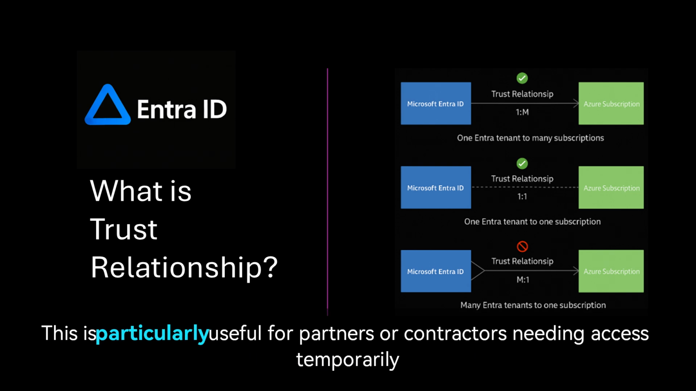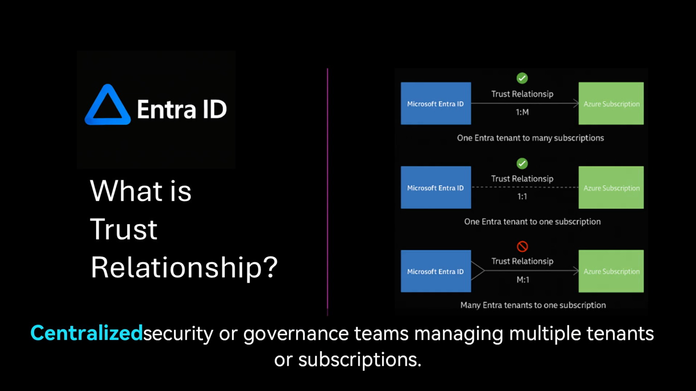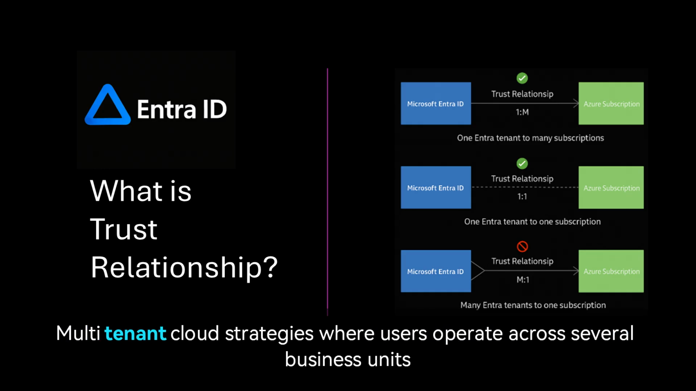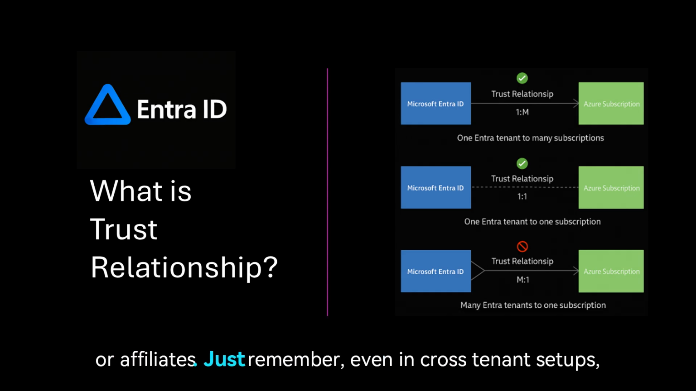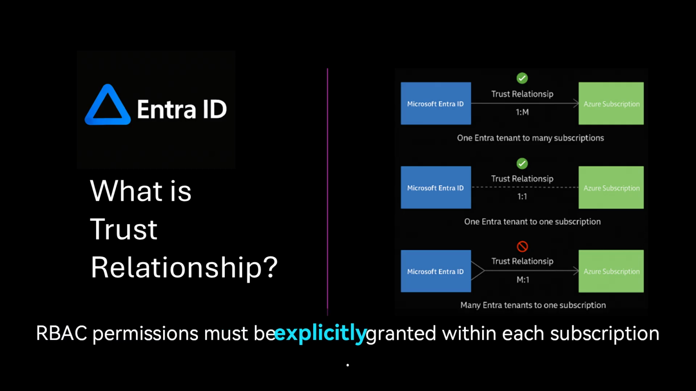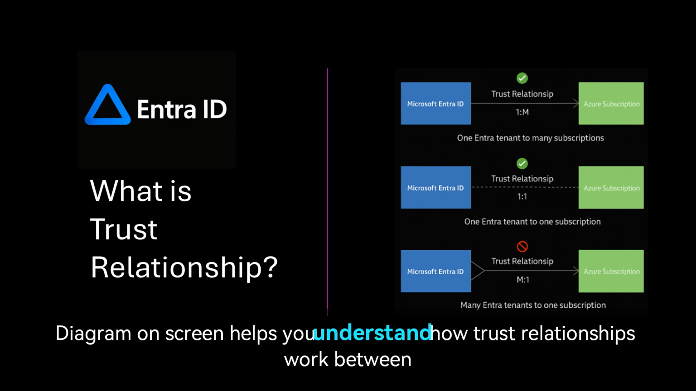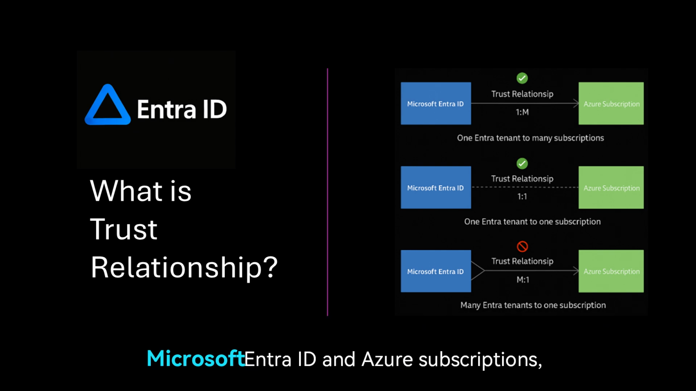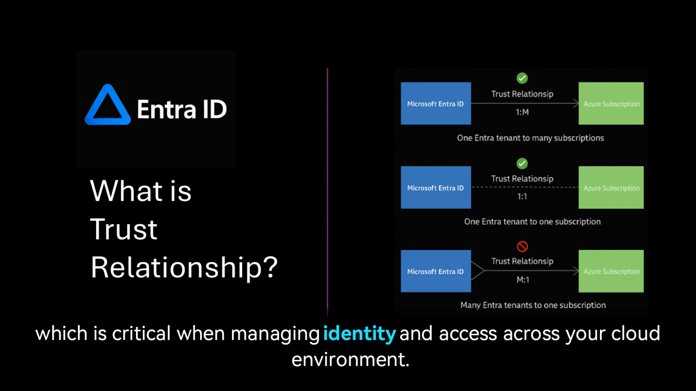This is particularly useful for partners or contractors needing access temporarily, centralized security or governance teams managing multiple tenants or subscriptions, and multi-tenant cloud strategies, where users operate across several business units or affiliates. Just remember, even in cross-tenant setups, RBAC permissions must be explicitly granted within each subscription. The diagram on screen helps you understand how trust relationships work between Microsoft Entra ID and Azure subscriptions, which is critical when managing identity and access across your cloud environment.